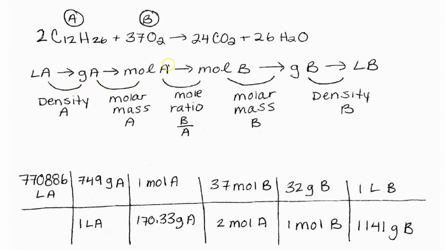Then, where'd my mouse go? There it is. We'll do moles of A to moles of B. So the mole ratio based on the coefficients of B to A, because remember, we're solving for B, it's got to be on top. Well, once we get moles of B, then I can get to grams of B using the molar mass of oxygen. And then, again, we're solving for liters, so I'll use the density to get to liters of B, not LB as in pounds, but liters of B.